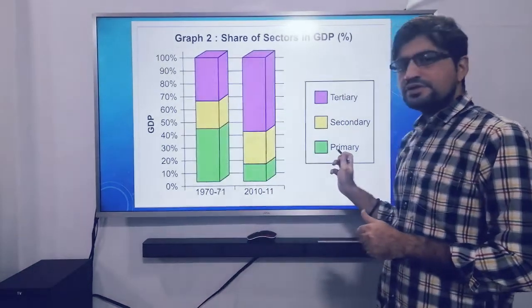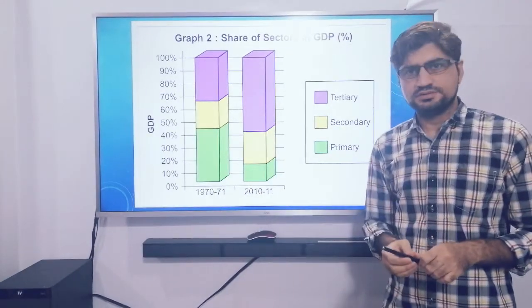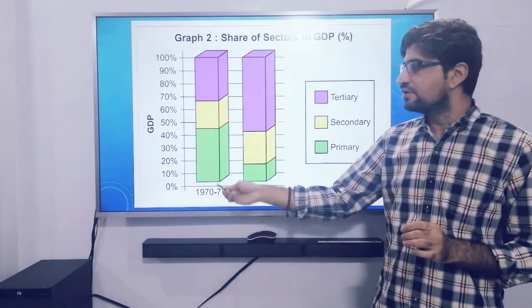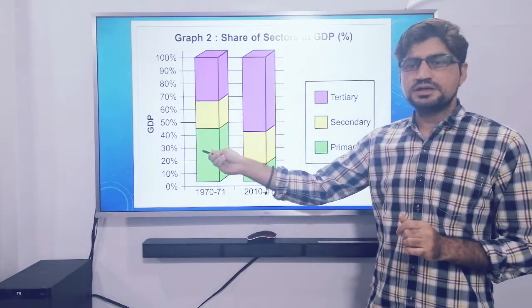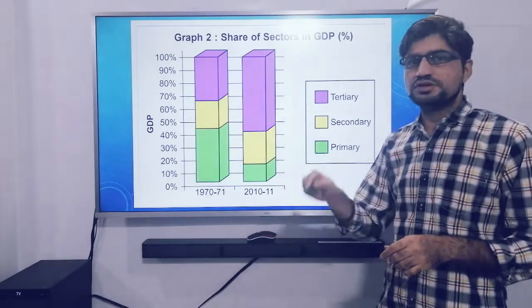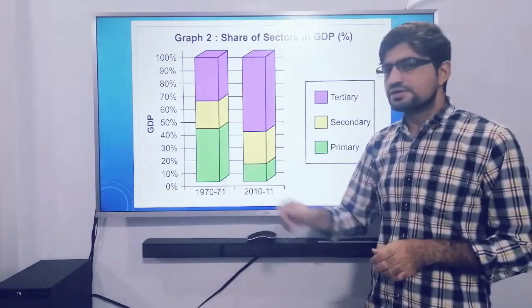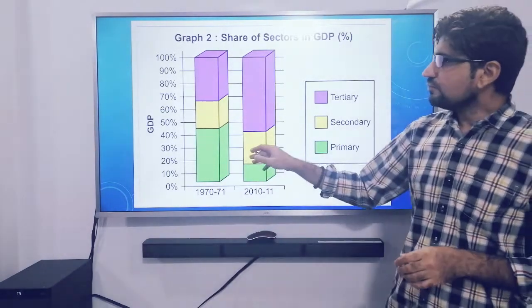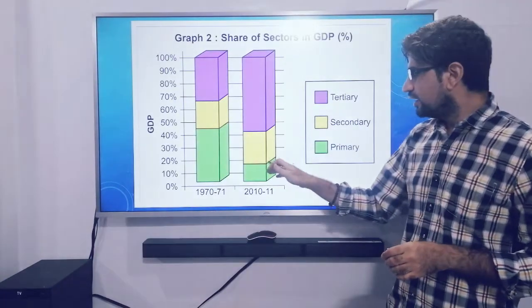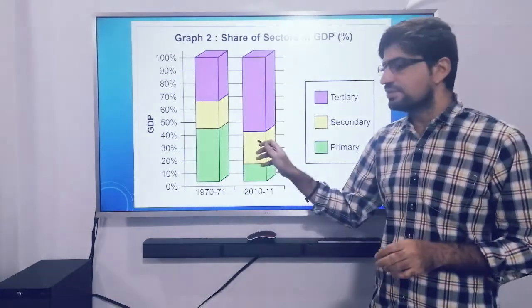In 2010-11, the share of the primary sector was merely 15%, compared to 1970-71 when it was 45%. So 30% of total GDP less than 40 years ago. Next, the secondary sector, which was 20%, increased from 20% to 35%.